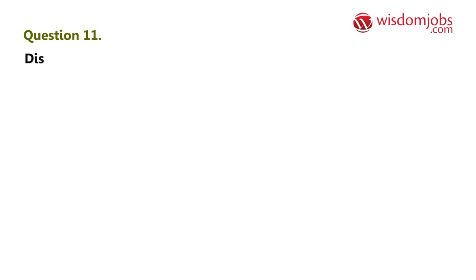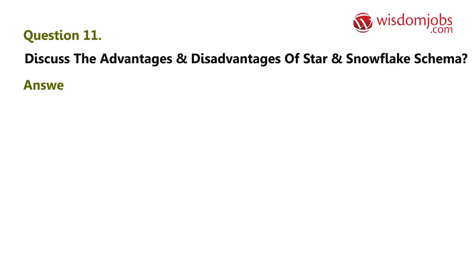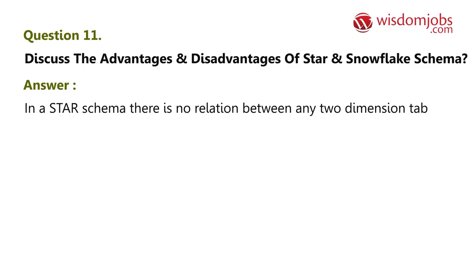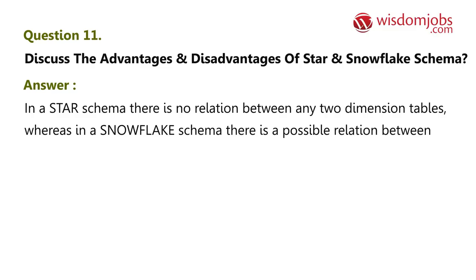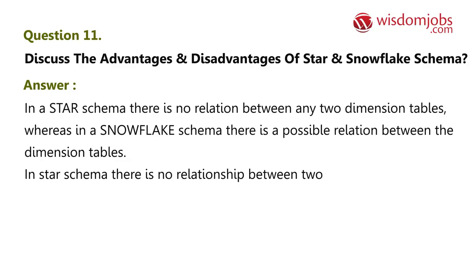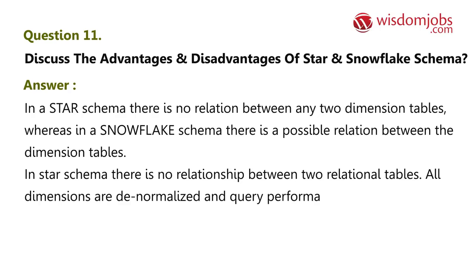Question 11. Discuss the advantages and disadvantages of star and snowflake schema. Answer. In a star schema there is no relation between any two dimension tables, whereas in a snowflake schema there is a possible relation between the dimension tables. In star schema there is no relationship between two relational tables. All dimensions are denormalized and query performance degrades.